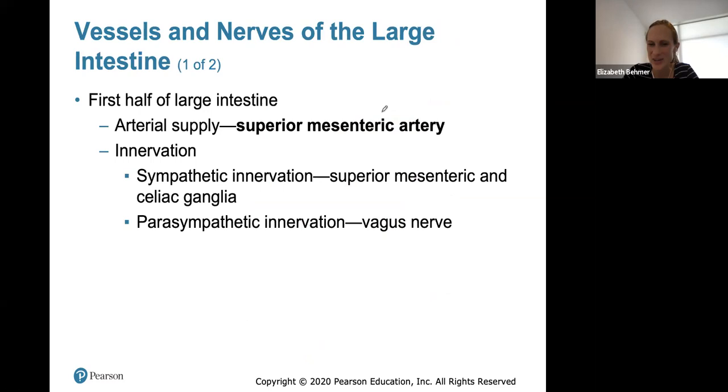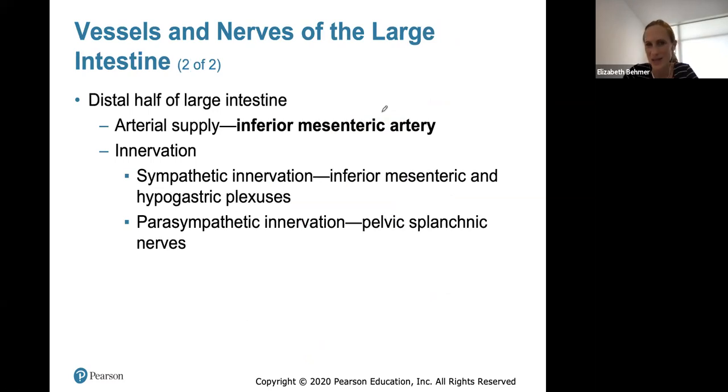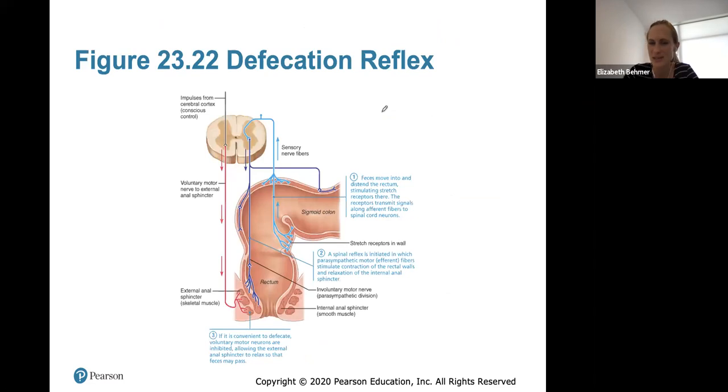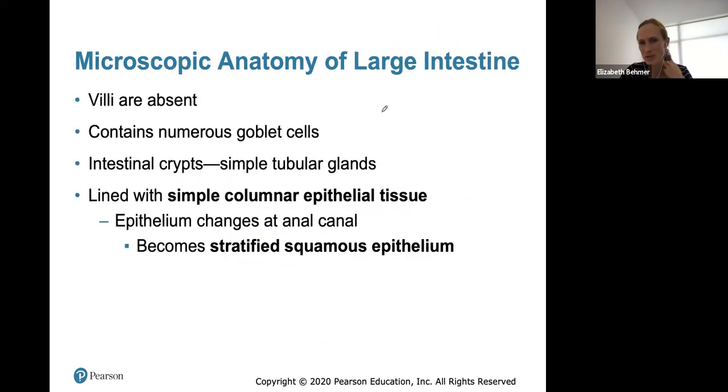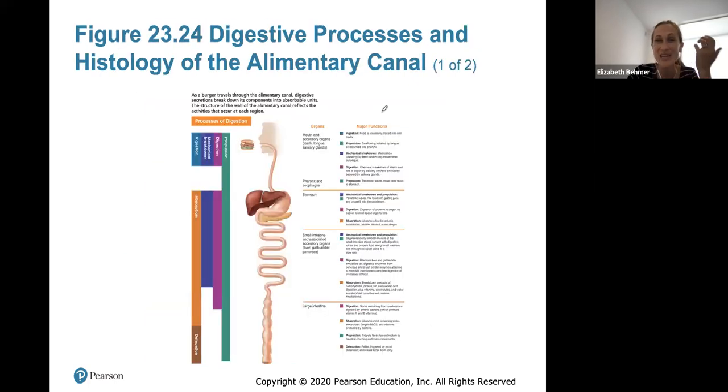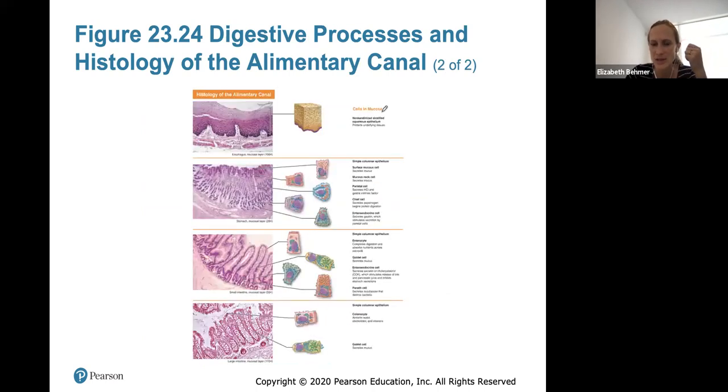And then we have arterial and nervous supply, and I don't go over that too much. The defecation reflex, I don't go over too much of that. The anatomy of the large intestine, the digestive processes, and the histology of the alimentary canal. These 2 slides are probably good to review and understand, and what each cell does. Specifically, I'm going to ask for chief cells and parietal cells and what they secrete.